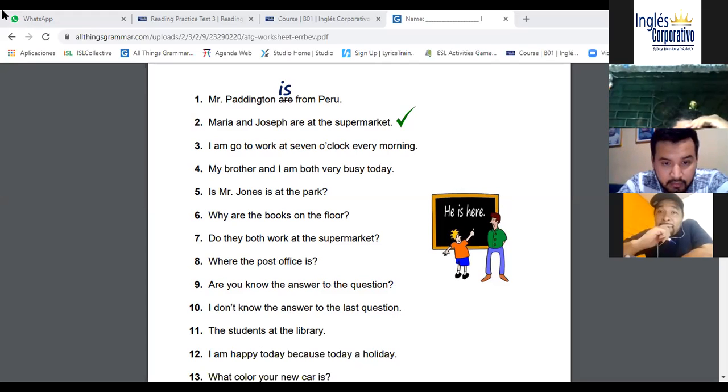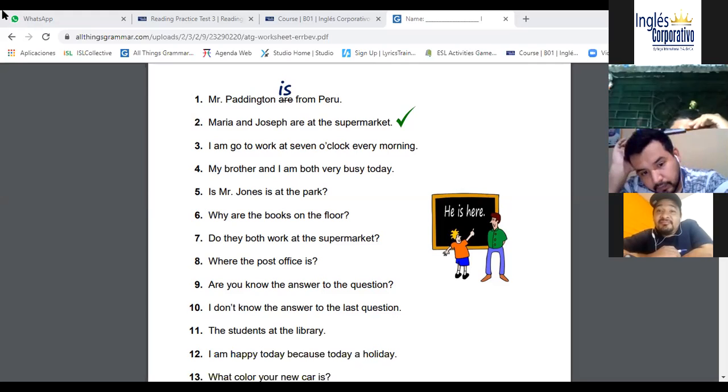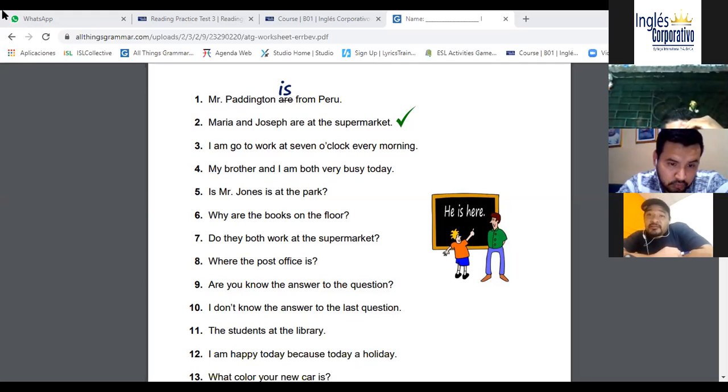Pero en ese caso, no es el verbo principal. Y acuérdese que el verbo be no lo podemos conjugar con ningún otro verbo, ¿verdad? Entonces, en ese caso, obviamente no hemos visto el presente simple todavía, pero diríamos, do you know the answer to the question? El do. Okay. Do you know? Do you know the answer to the question?